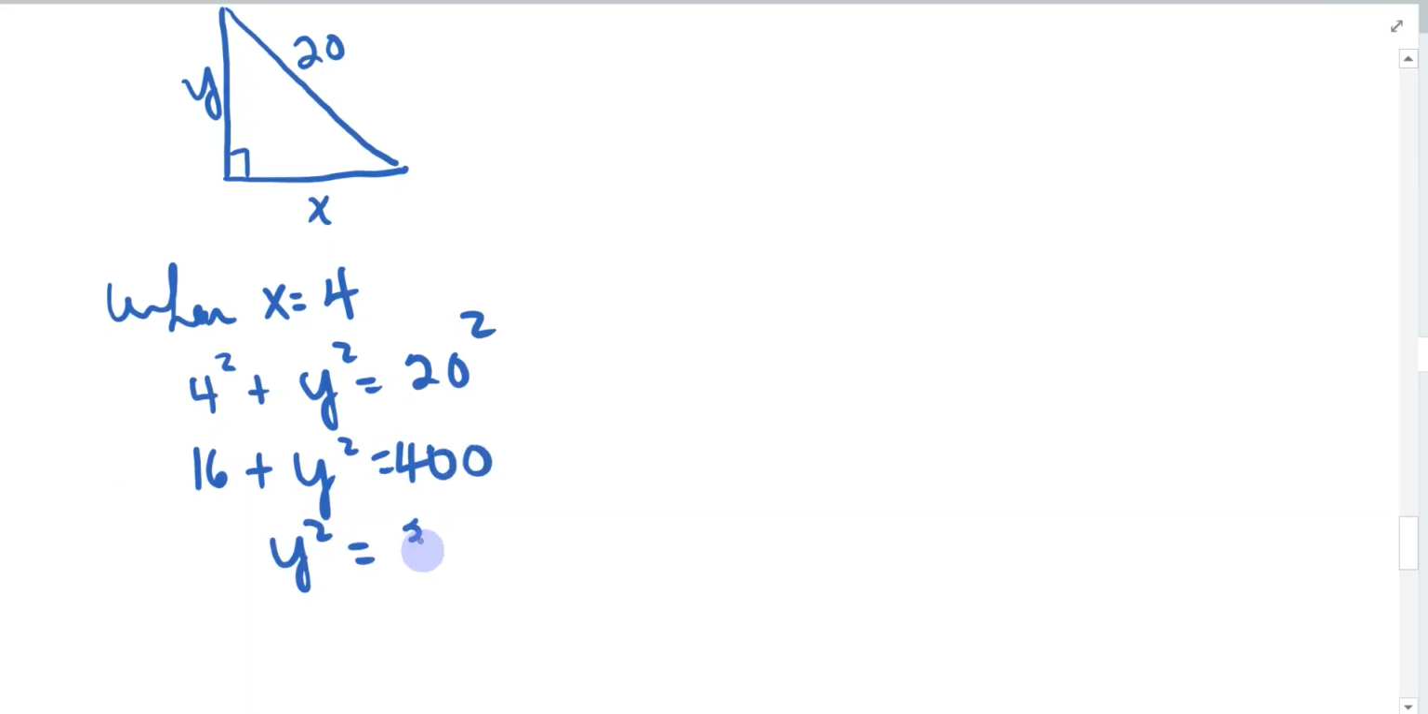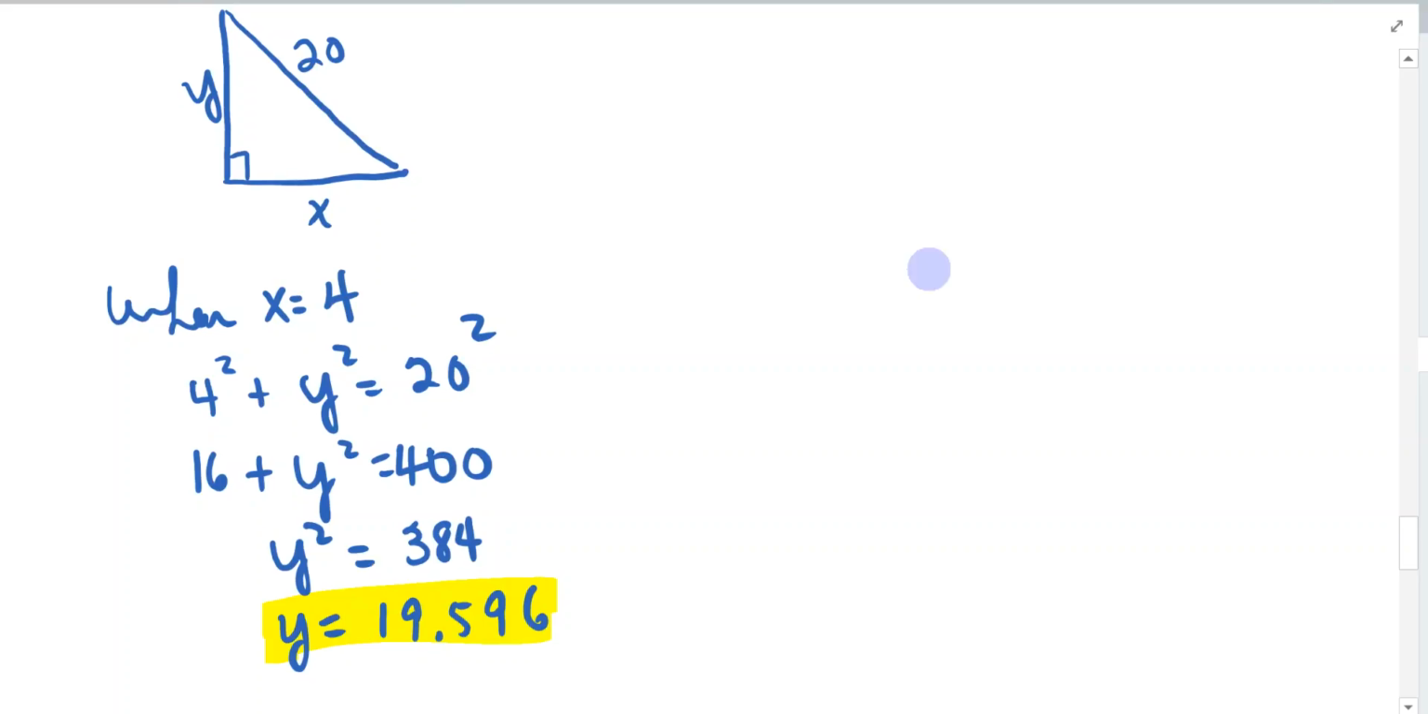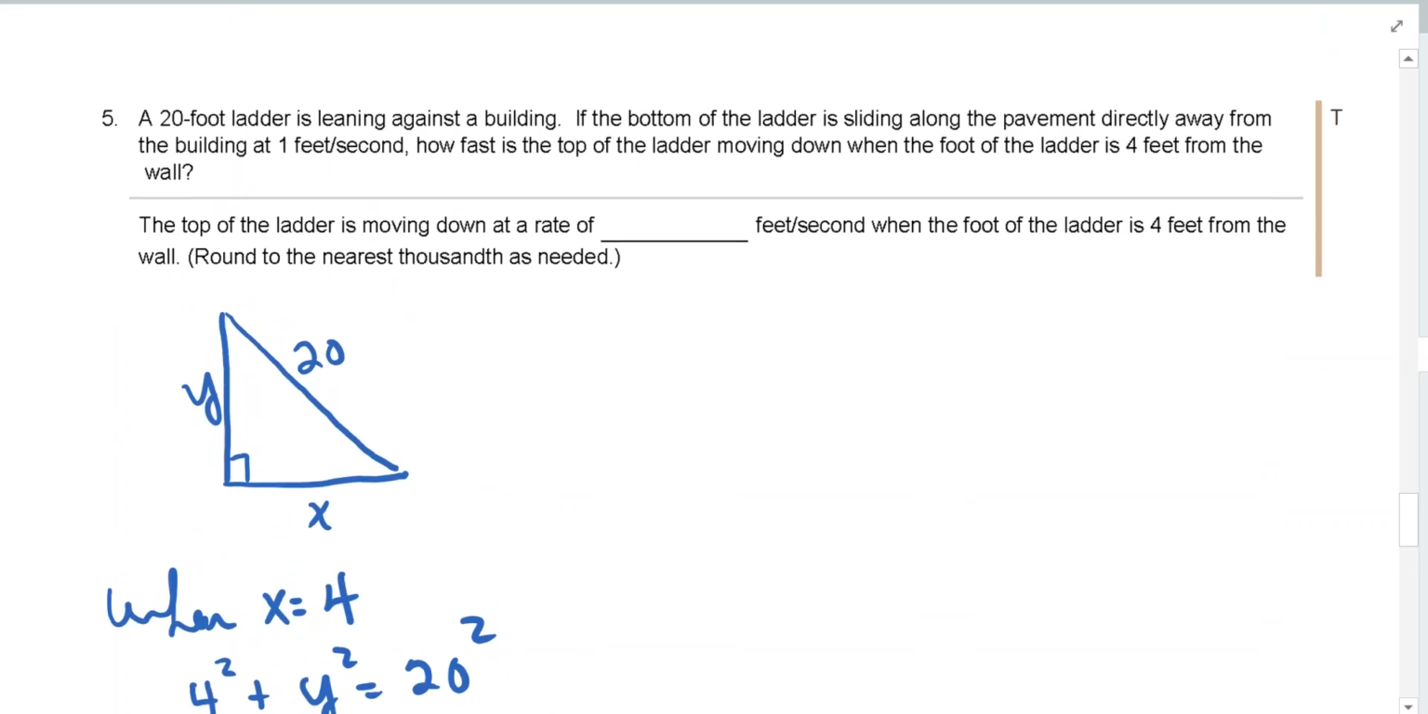Y squared then equals 384. Take the square root, so we're going to put 19.596. I'm going to highlight that because we found what Y would be if X was 4. Okay? All right, now let's think about another relationship here in this triangle.